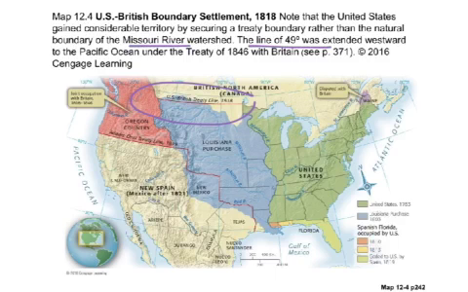This map shows the U.S.-British boundary settlement in 1818, showing the 49th parallel as the new boundary between the United States and Canada.